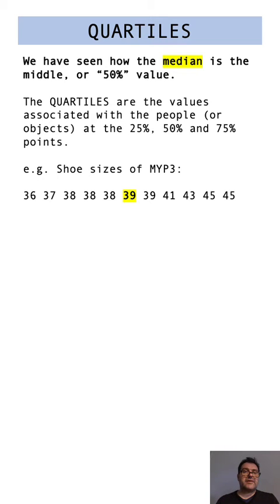I'm going to look at the bottom half, and I'm going to start counting in from the ends again to find the middle of the bottom half. And the middle of the bottom half is at 38. I'm going to do the same with the top half. The middle of the top half is at 43. So if you line all the people in the class up, the person who's 25% of the way along has a shoe size of 38. The person who's bang in the middle has a shoe size of 39. And then the person who's 25% further along, so they're 25% from the top and 75% from the bottom, that person has a shoe size of 43.